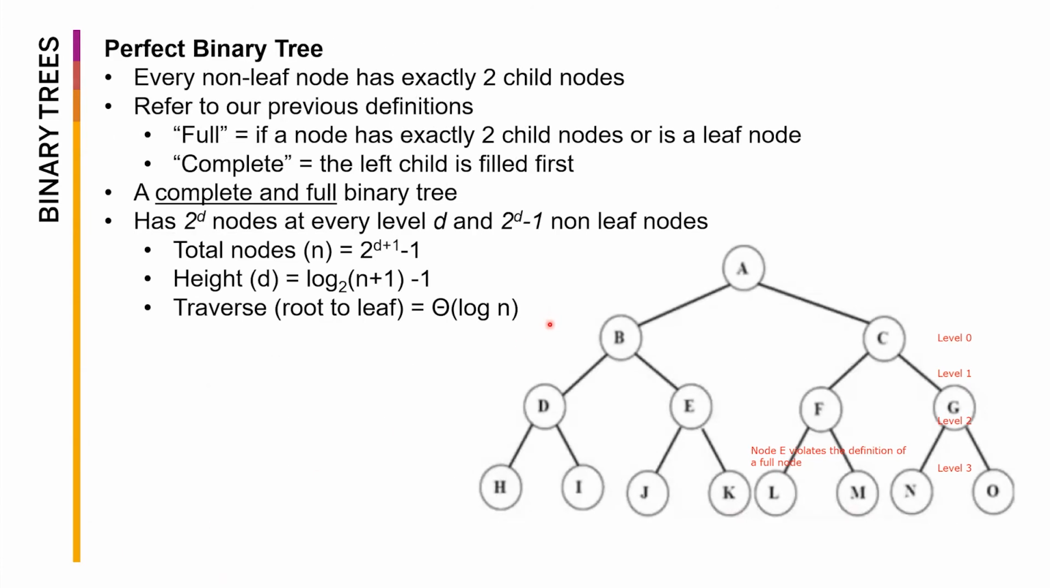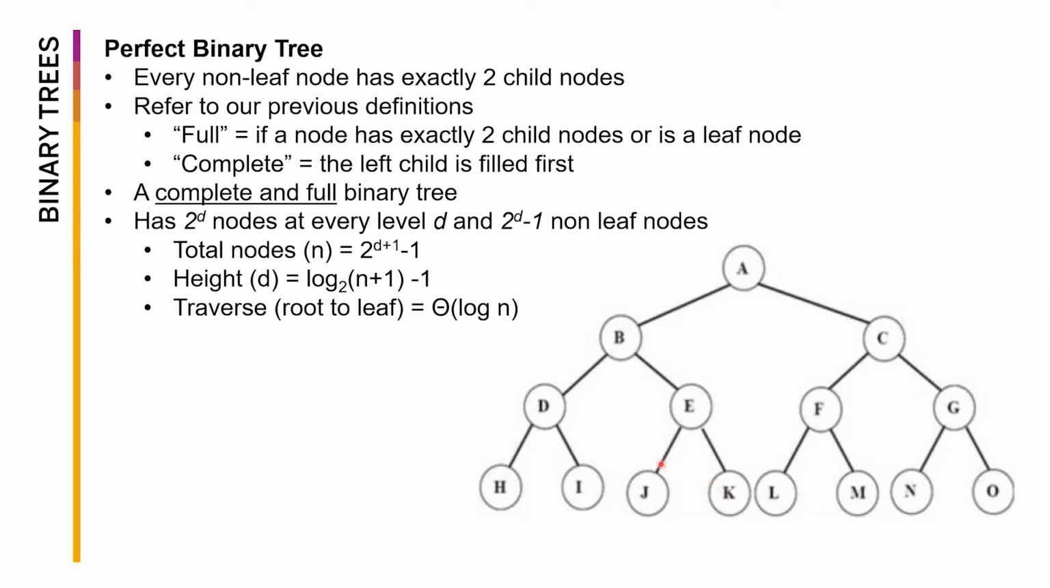Now, last type of tree, which is the perfect binary tree. Okay, let me remove the annotate. Okay, again, here is our tree again. Every non-leaf node has exactly 2 nodes. So B is a non-leaf node or an internal node. It has D and E. C has F and G. F has L and M. G has N and O.